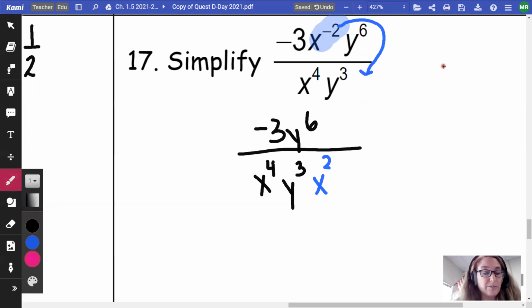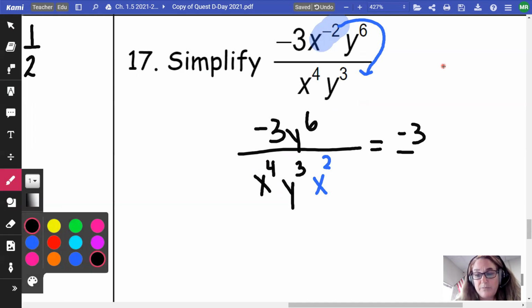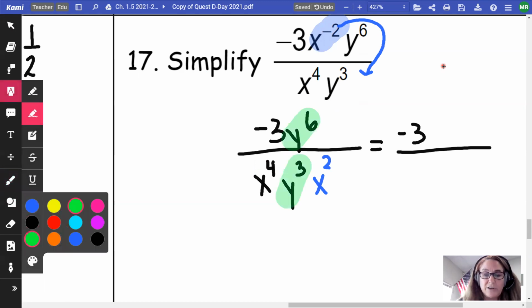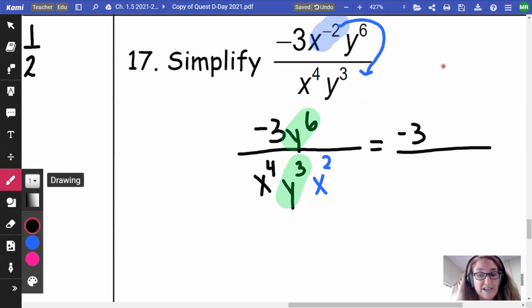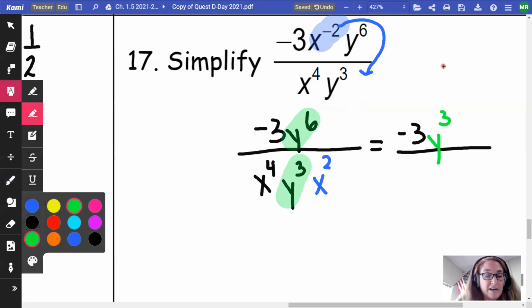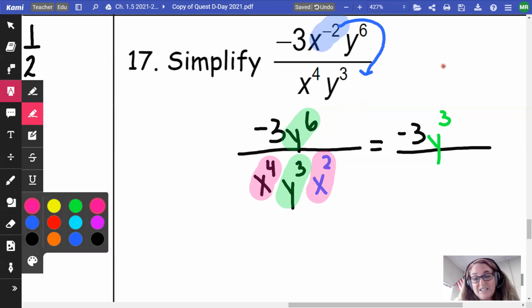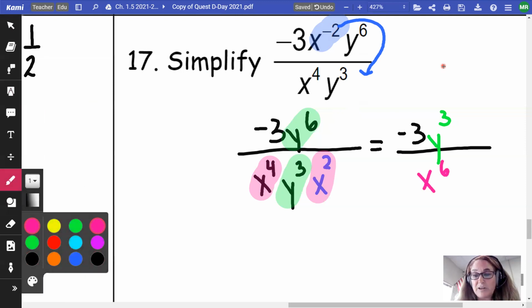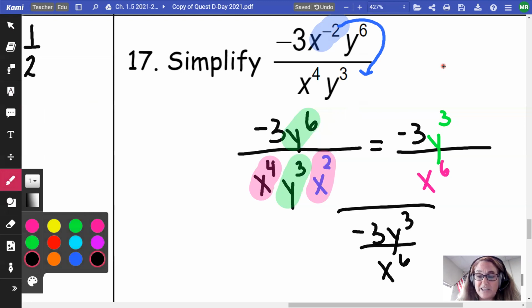Okay, so now I'm going to look at my number. Well, the only number I have is a -3. I'm going to look at my y's. Because I have a y to the 6 here, I have a y to the 3. So I have 6 y's on top, 3 y's on bottom. I can cancel 3 on bottom and top. And I'm going to be left with 3 on the top. Now my x's, okay? I have on the bottom an x to the 4th and an x to the 2nd. So I have 4 x's times 2 x's. So I'm going to end up with 6 x's on the bottom. So my final answer is -3 y to the 3rd over x to the 6th. That's my final answer.